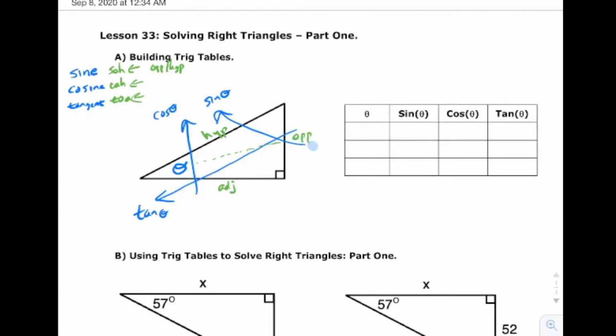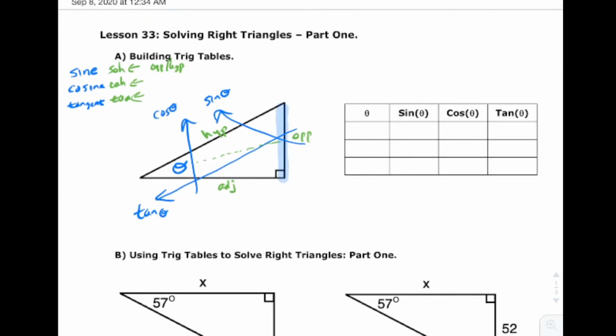Now, always remember, it's not the arrow itself that's the sine. When I say the sine of that angle, what I mean is, when I draw the arrow opposite over hypotenuse, what I actually mean is, take the length of this side, which is some number you can measure, take the length of this side, which is some number you can measure, and put one over the other. Actually put one number over the other. Make a fraction, or if you want, divide and make a decimal.